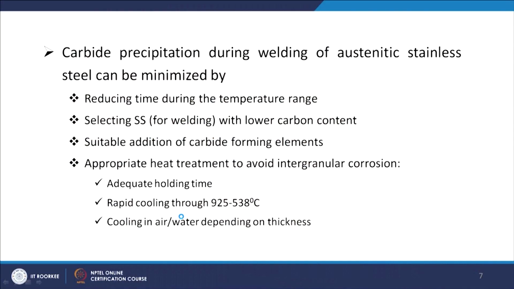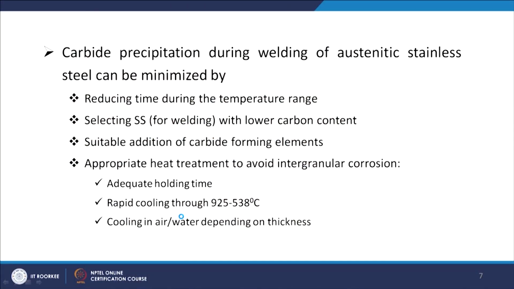So, what we do normally for avoiding this carbide precipitation during the welding of austenitic stainless steel is that there are certain ways we can adopt to control the carbide precipitation.